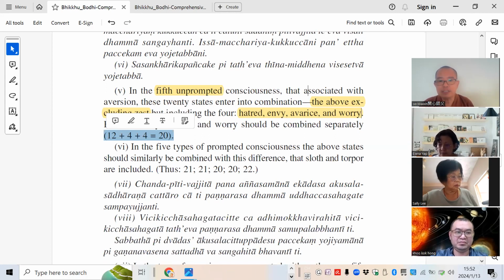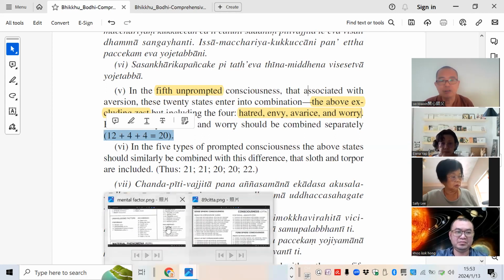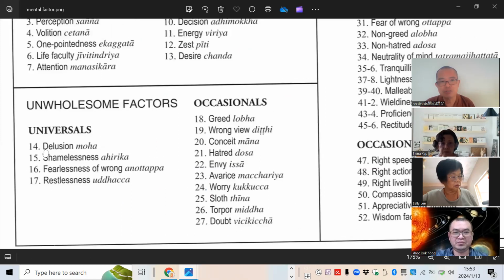And one thing, just remember that for all the unwholesome consciousness, they must possess the 4 universals. So must be with the 4. We have to add 4 for unwholesome consciousness. So the difference will be the occasionals. If this is the hatred, so hatred, envy, avarice, and worry, 4 of them have to be included. So the number changing is due to the occasionals.